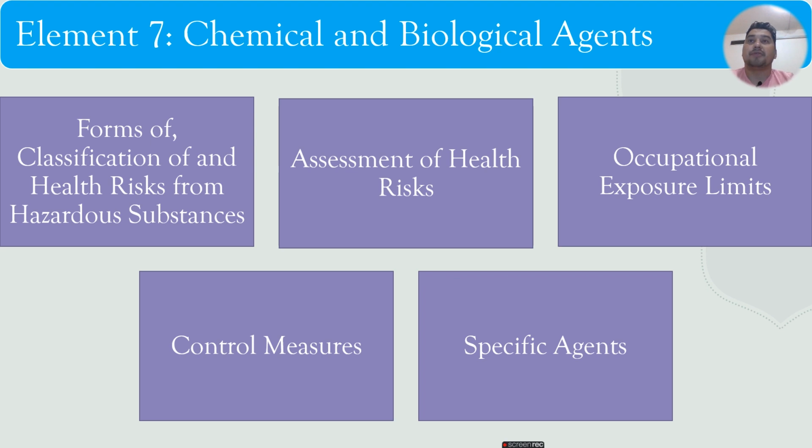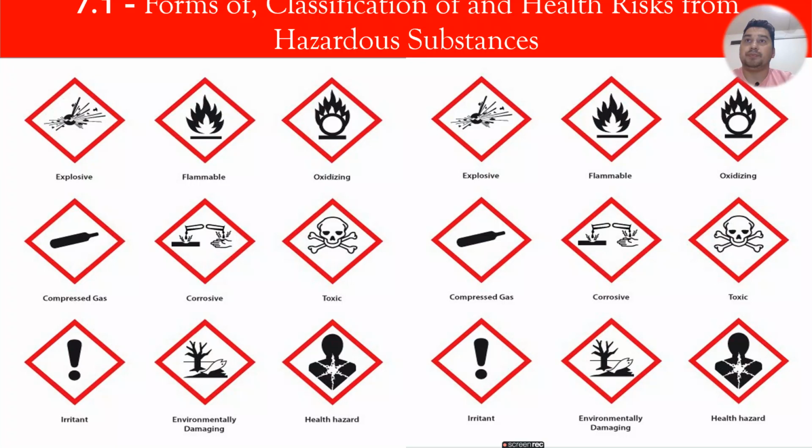So let's start our training. NEBOSH IEC2 element 7.1. So our first element is 7.1 forms of classification of and health risk from hazardous substances.